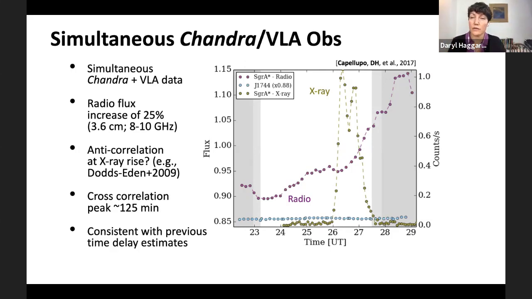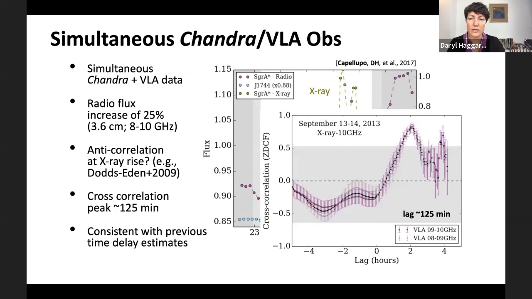There are some predictions. If we take this peak here in the radio and we assume that that was in fact the peak of the emission, we can do a cross correlation analysis. And when we cross correlate the radio and the X-ray, we see some sort of a lag of around 120 minutes. But we wanted to be sure that this was robust.